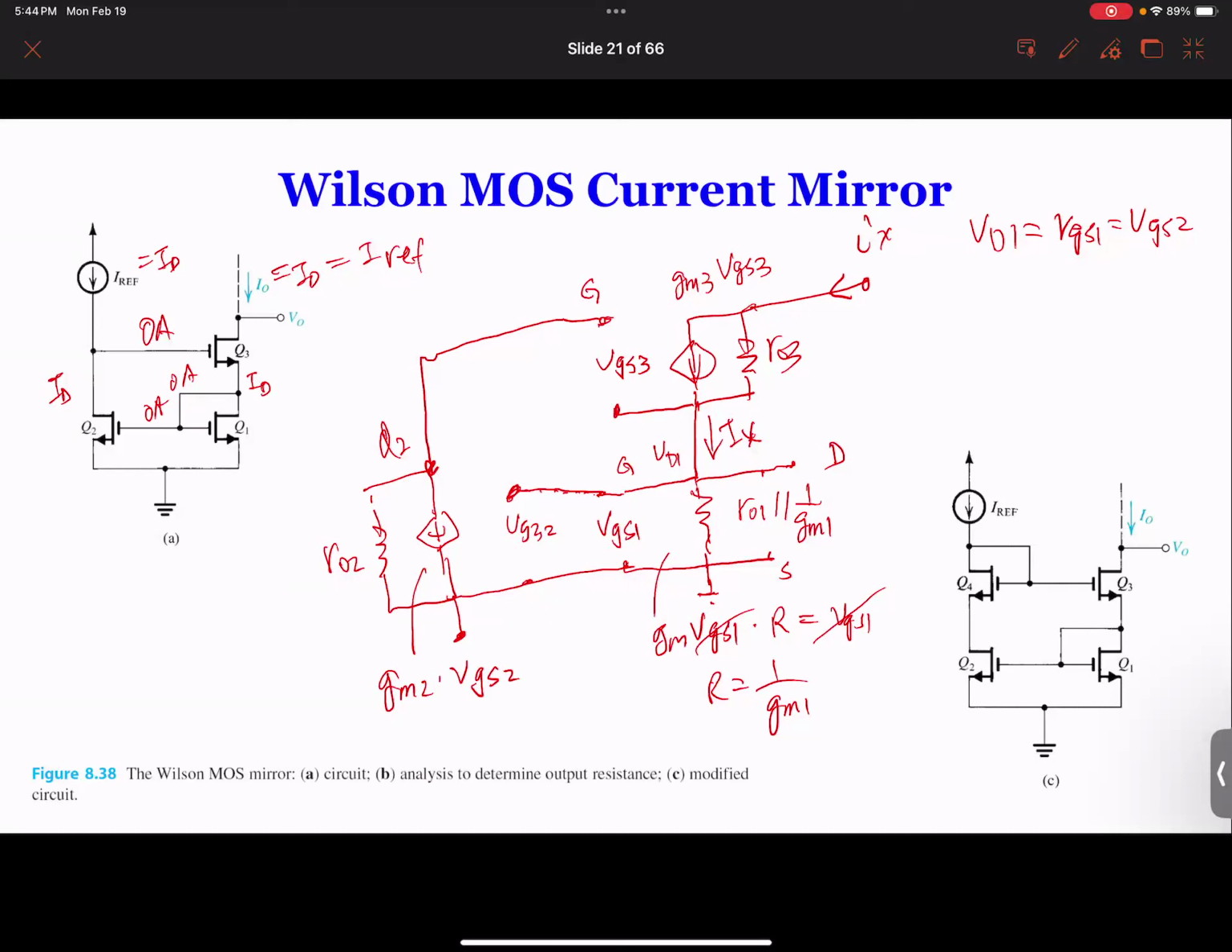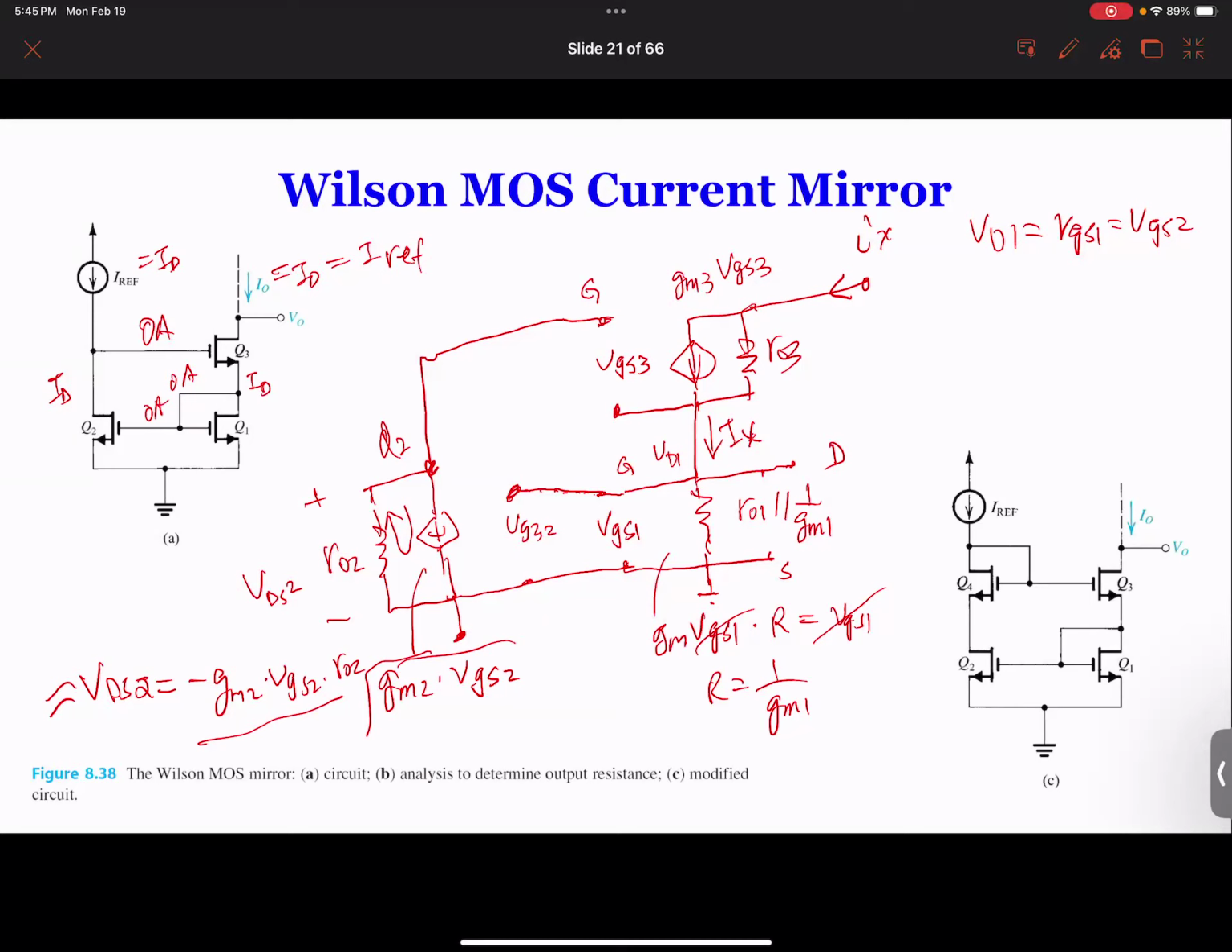VGS2. So this gives you the current, and the current flowing this way. So really, you have voltage over here. We call it VDS2. Okay, so VDS2 is equal to minus, because look, the current is flowing up this way. So minus GM2 times VGS2 times RO2, okay? So you got this voltage, and VDS2 is equal to what?